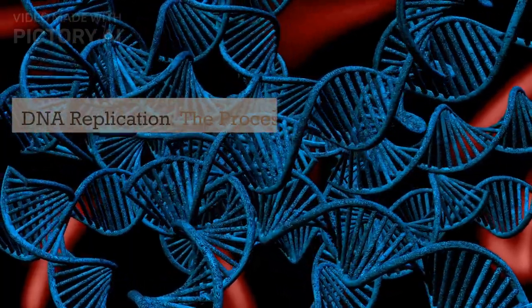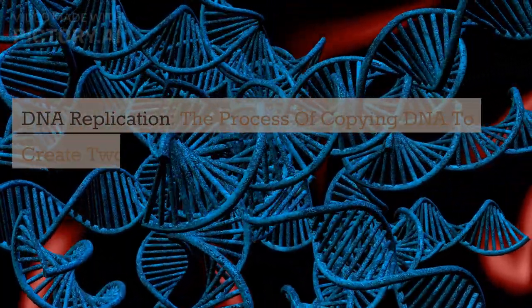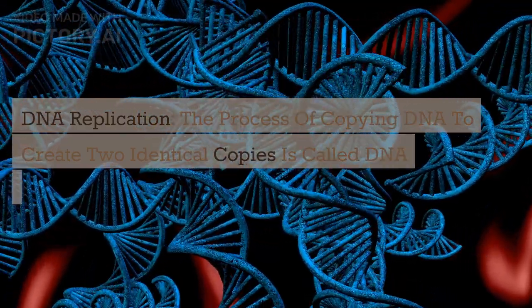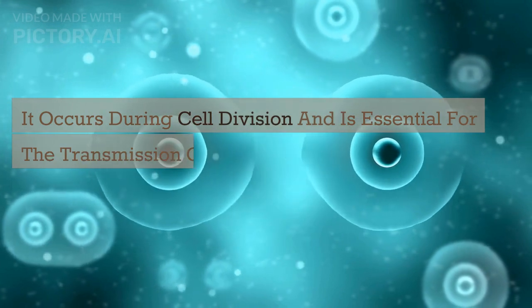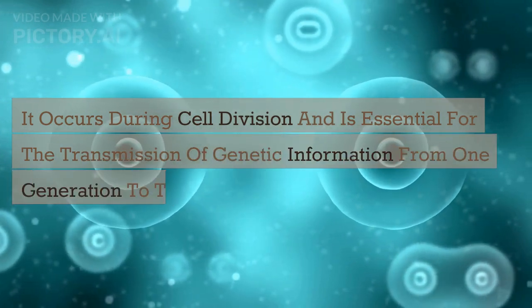DNA replication. The process of copying DNA to create two identical copies is called DNA replication. It occurs during cell division and is essential for the transmission of genetic information from one generation to the next.